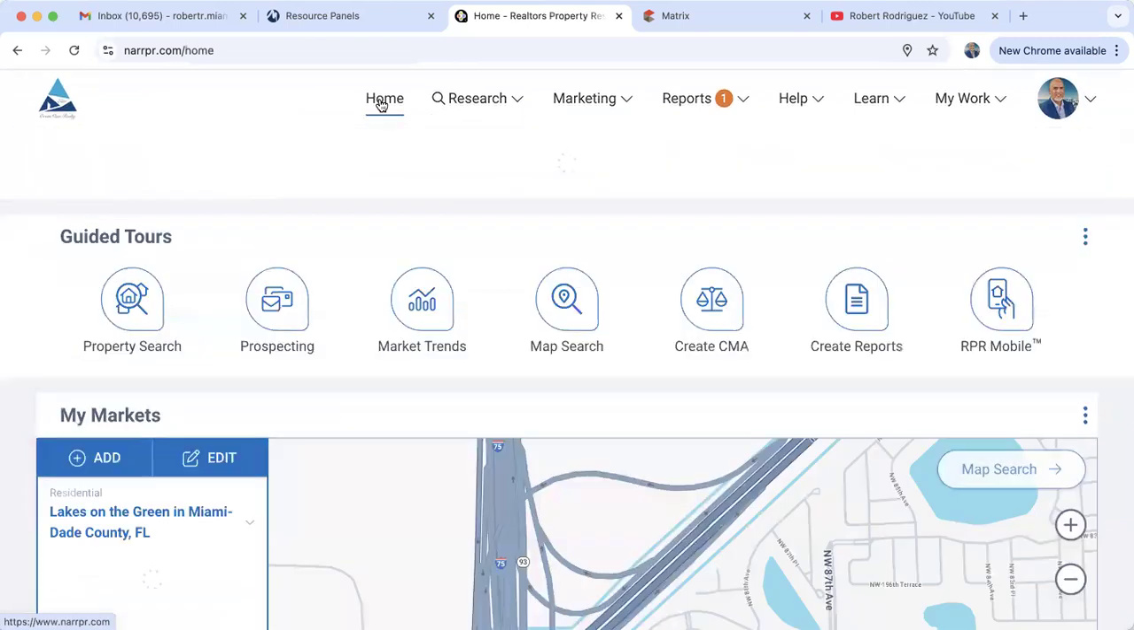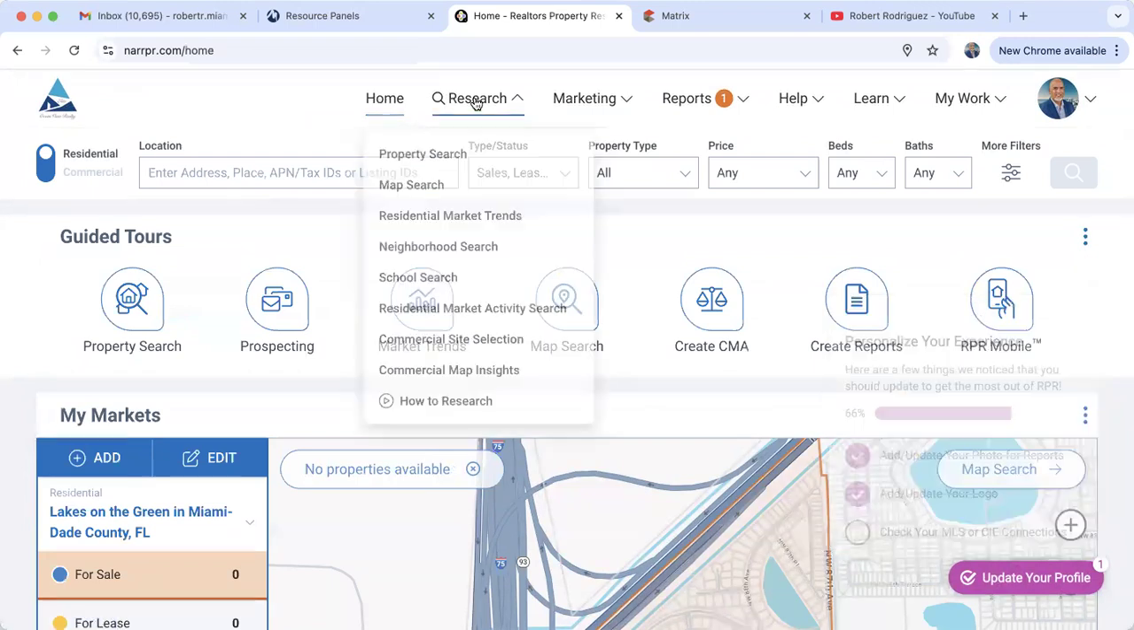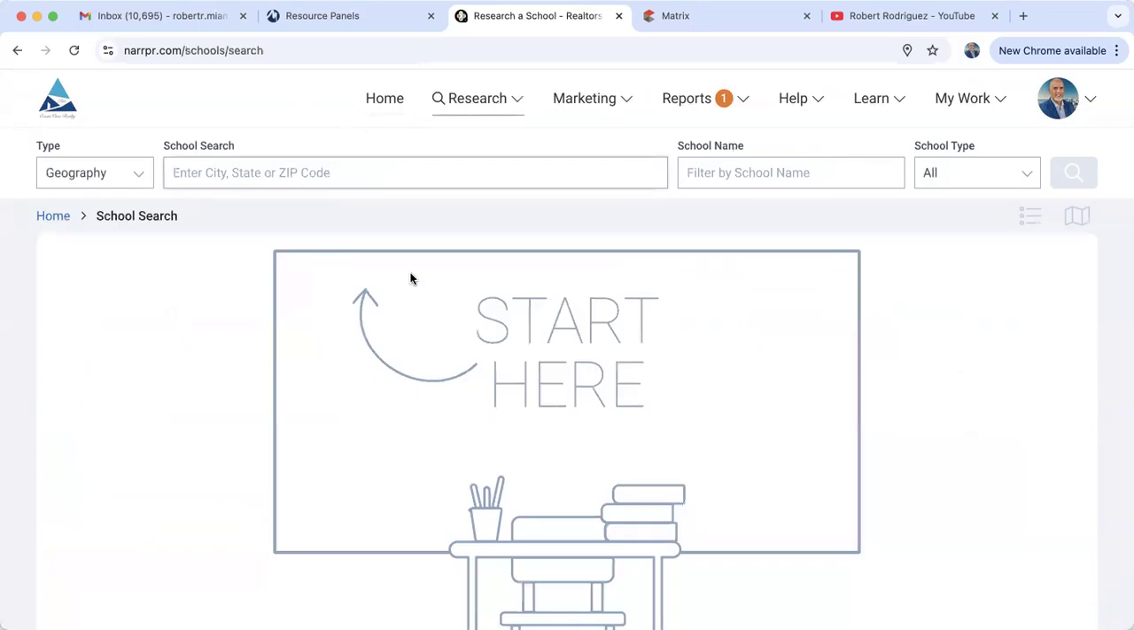All right, guys. So RPR is a very strong tool for us to understand markets, understand neighborhoods. And again, I repeat, you can do that neighborhood search for any neighborhood in the entire US. And the last report on RPR I'd like to show you is going to be the school search. All right, so let's go ahead and click on school search.